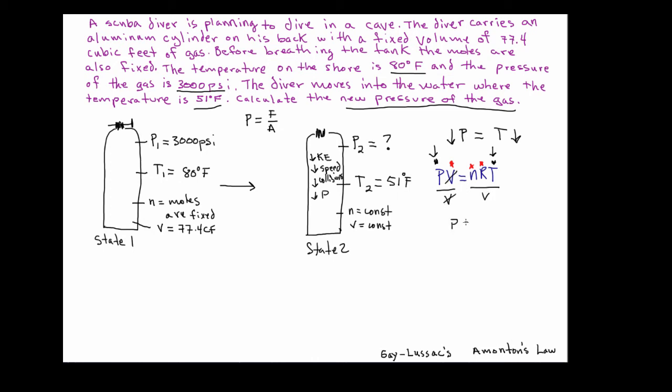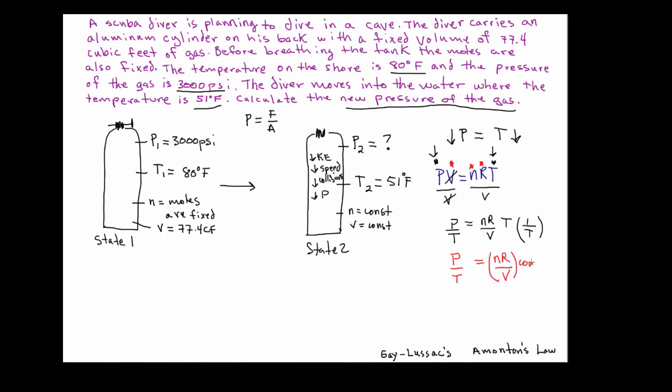So then the pressure will be equal to nR over V times T. And then we're also going to divide both sides by T. When we do this, we end up with a new formula where P over T is equal to the constants all on one side of our formula. So I'll put parentheses around these.